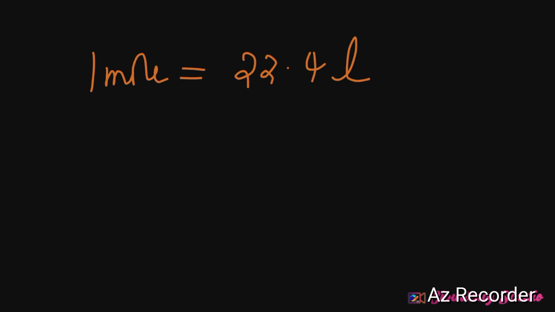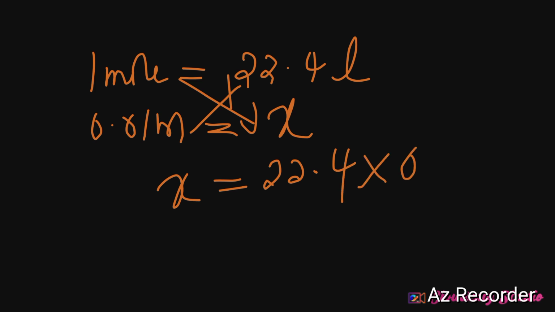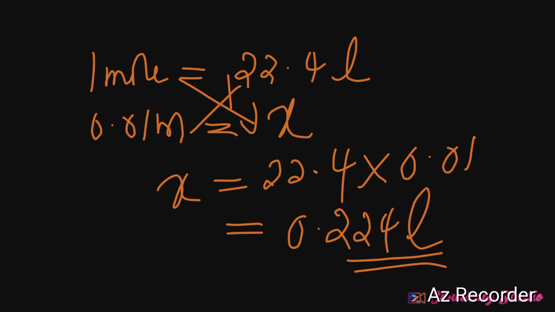Now the last question, we need to calculate the volume occupied by 0.01 moles of carbon dioxide at STP. We know that 1 mole of carbon dioxide will occupy 22.4 liters. Now we need to calculate the volume occupied by 0.01 mole. 0.01 mole will occupy, say, x liters. On simply cross multiplying, we get x equal to 22.4 into 0.01, which will be about 0.224 liters.